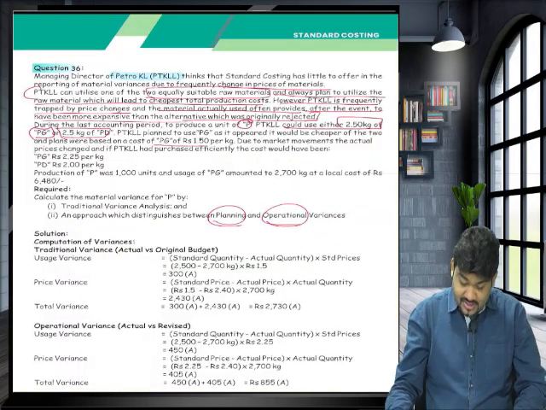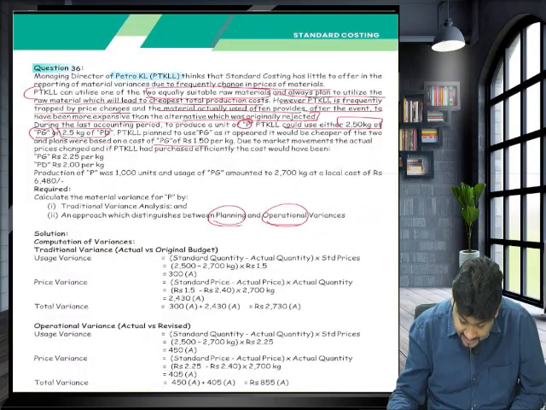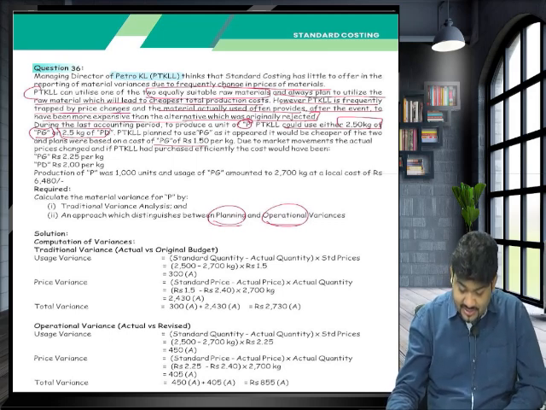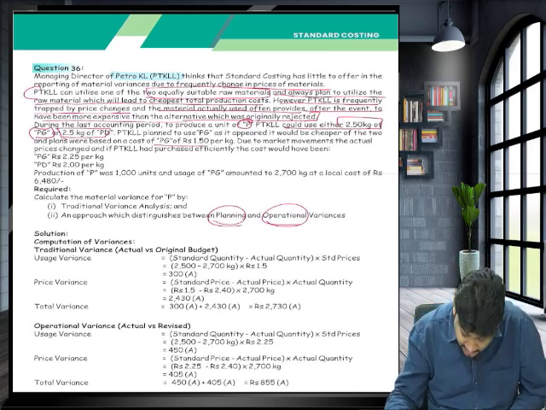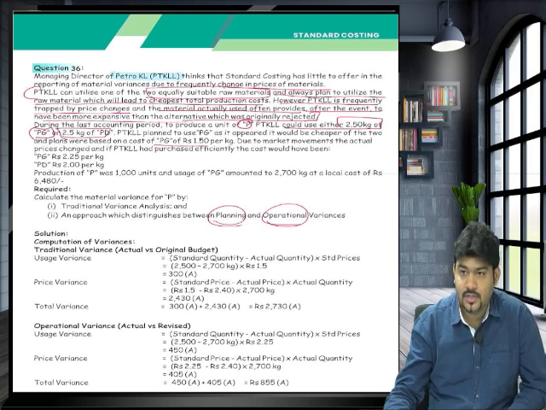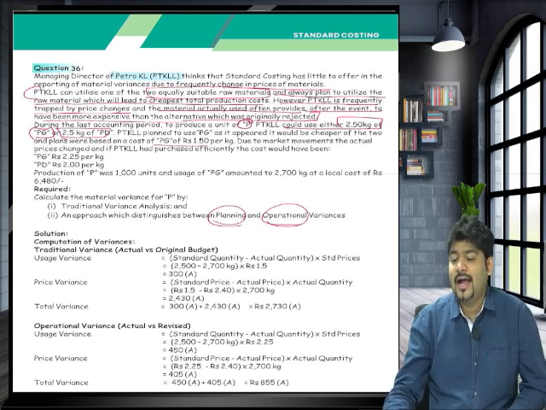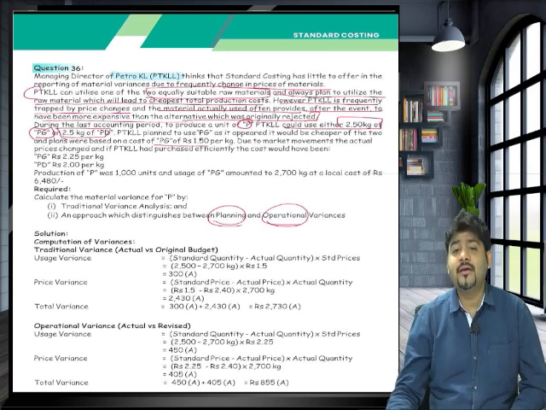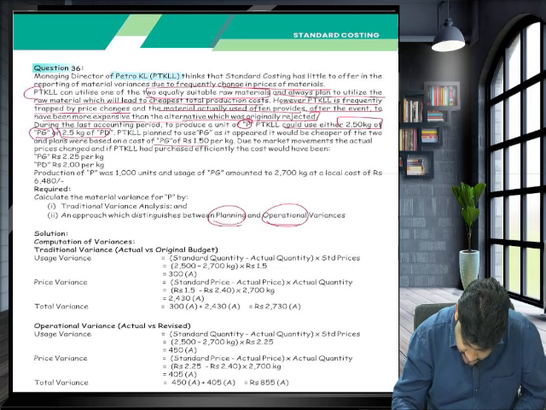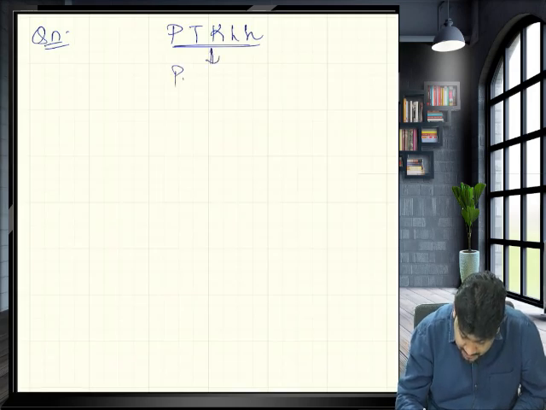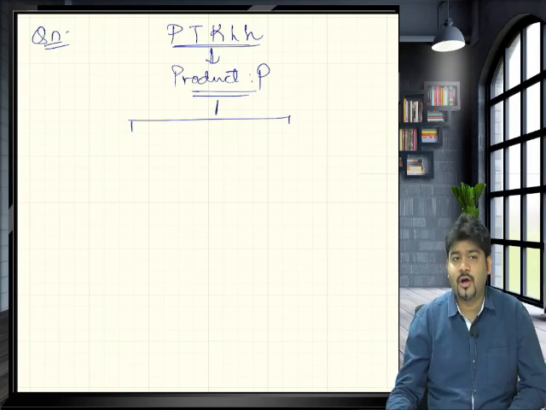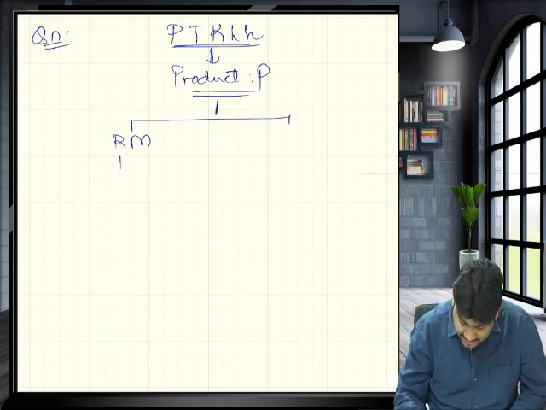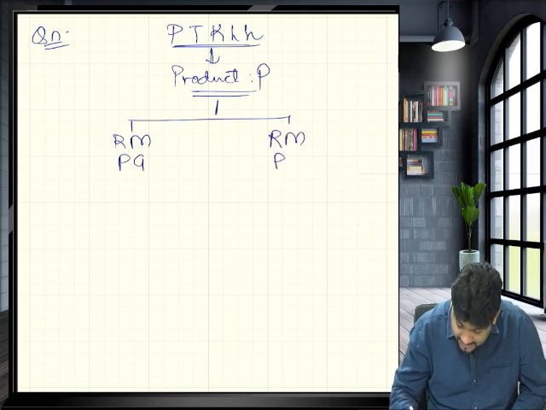Now let's start. Standard costing has little to offer in reporting of material variances due to frequent changes in prices of material. PTKLL can utilize one of the two equally suitable raw materials. What are the two kinds of raw material that we have? PG and PD. Can you see that? Yes. And what is the name of the product that we are making? P. Correct. So see here now. We are in PTKLL, we are producing product P. Correct? In order to make product P, we need a raw material. What is the name of the raw material? PG. Correct. Either raw material PG or raw material PD.